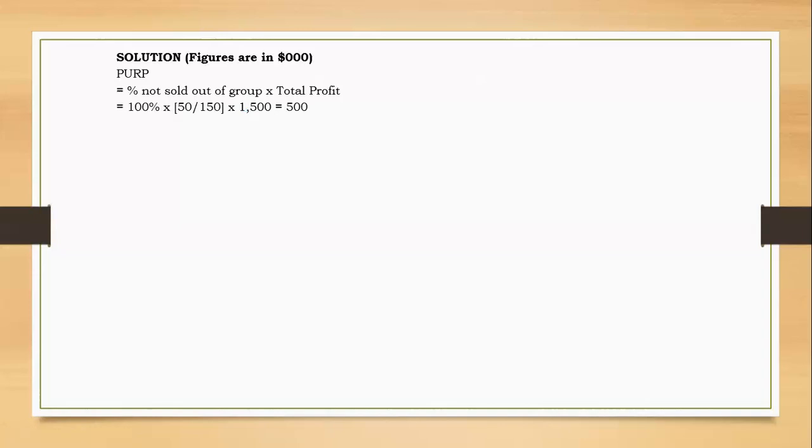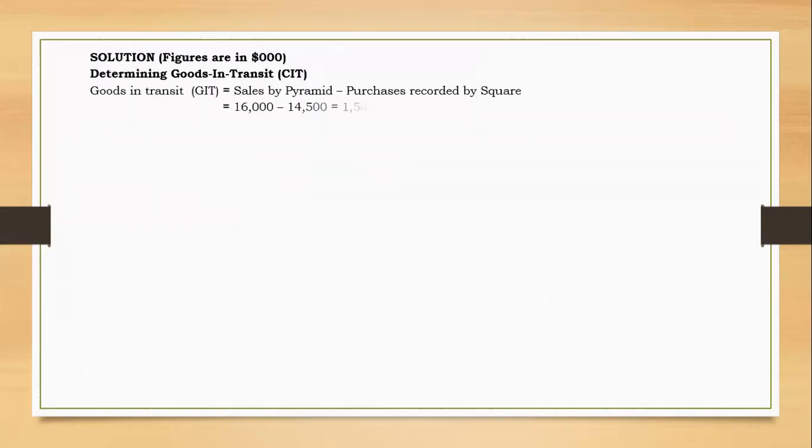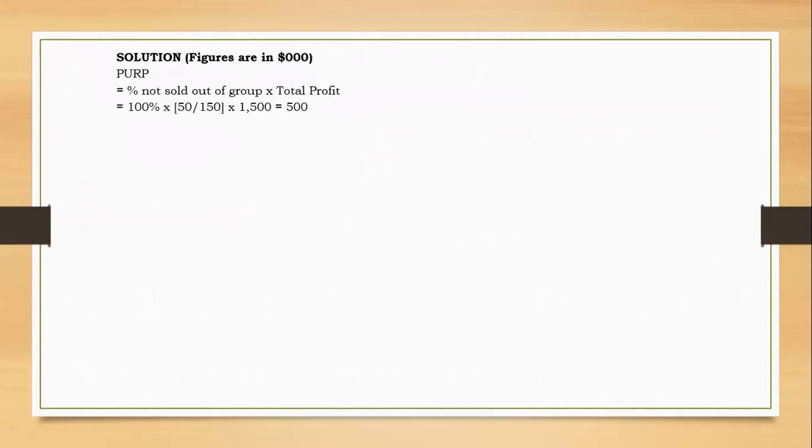This was the cost that was made here. Just come here, this was the profit. Look, Pyramid made sales of 16,000, but Square had only recorded 14,500. So it was 1,500, the extra inventory that was still in the books. I think I wrote it here: extra inventory still in the books. Where was it? Yes, in these double entries, this one, inventory, that is 1,500, right? So you have to use that one. All right, now if you just go back here, you multiply, and 50 over 150 equals 1 over 3, times 1,500 would give you 500.